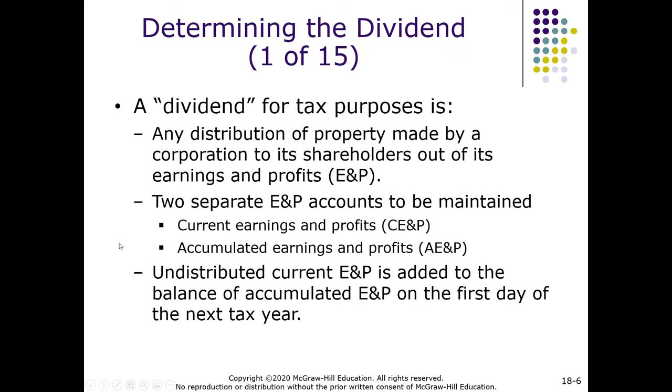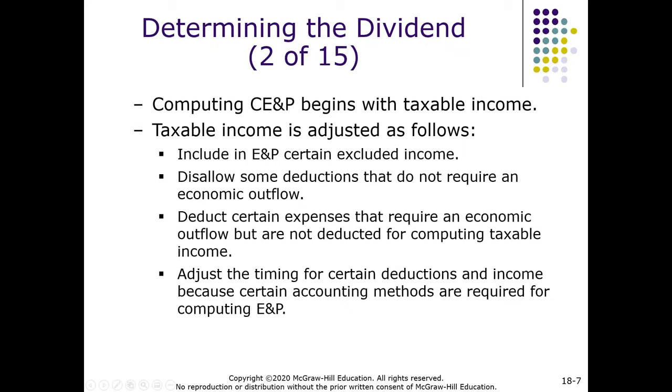As an international tax person, I know the AE&P is a very important number. Got to make sure that one's calculated correctly. So if you guys ever have a burning desire to go into international tax, accumulated earnings and profits is a very important number to make sure that we calculate correctly. So computing CE&P begins with taxable income. Taxable income is adjusted by the following. You're going to include in E&P certain excluded income. You're going to disallow some deductions that do not require an economic outflow. And you're going to deduct certain expenses that require an economic outflow but are not deducted for calculating taxable income, and adjust the timing for certain deductions and income because certain methods of accounting are required for computing E&P. What this all means, bottom line, is that your CE&P is basically going to be your taxable income plus or minus certain adjustments, and we're going to go over those here.